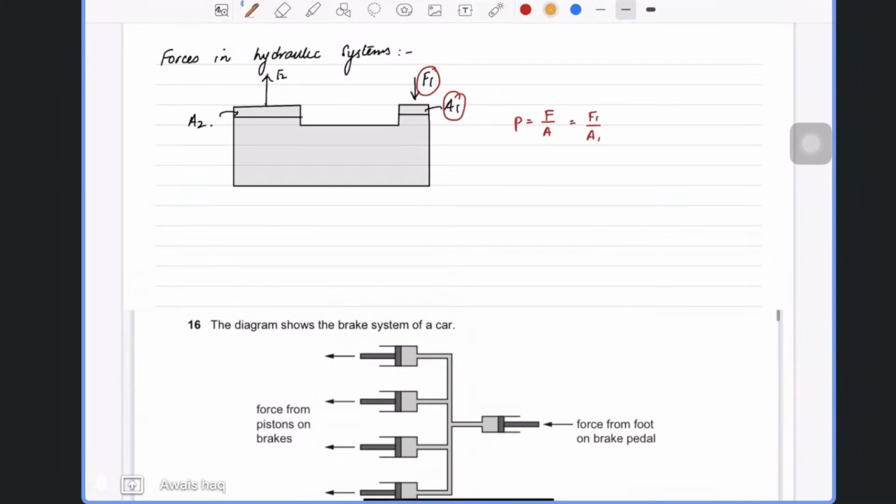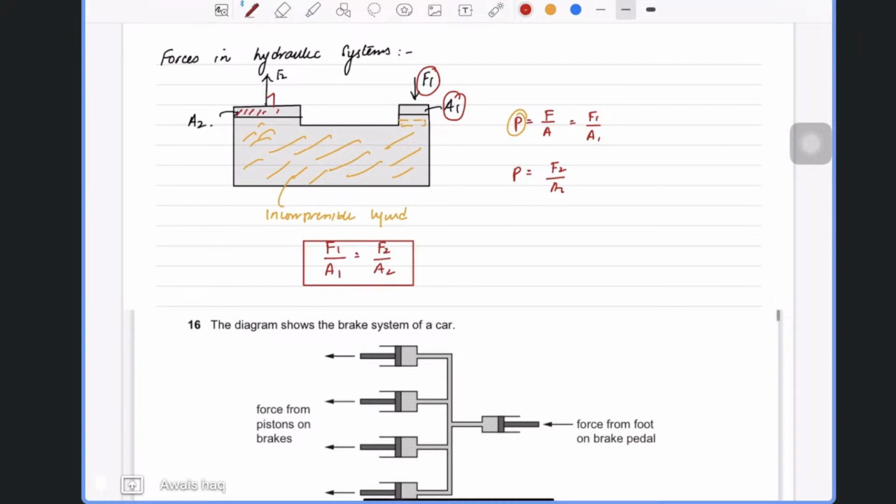So what happens is this is pushed down, and because of this, the whole system, which has some kind of oil or incompressible liquid, generates this pressure on the holes in the whole system. And then this pressure causes this piston to move up. So the same pressure is for F2 over A2. Then you can combine these two formulas, and the formula you should remember is F1 over A1 equals F2 over A2. Probably most of you have already done this in your IGs as well. So this is your prime formula that you should remember.